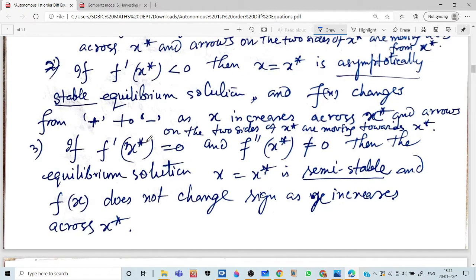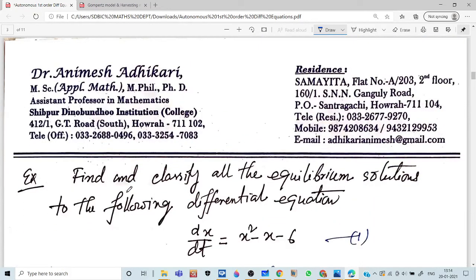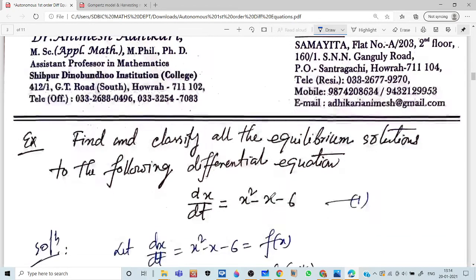And if f'(x star) equal to 0, and f''(x star) is not equal to 0, then the equilibrium solution x is equal to x star is semi-stable, and f(x) does not change sign as x increases across x star. So we go to some examples, then this idea will be clear.